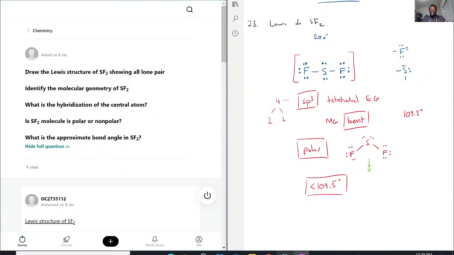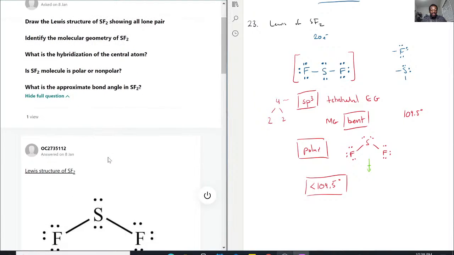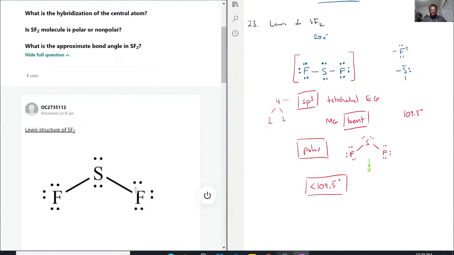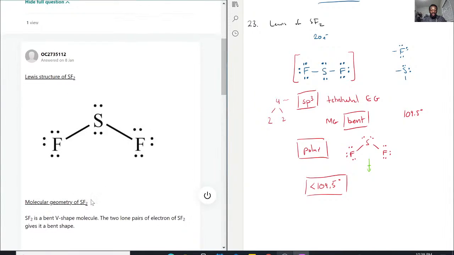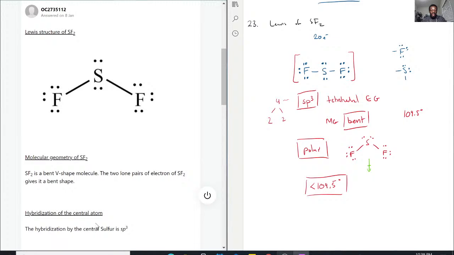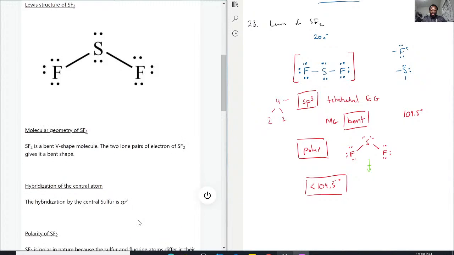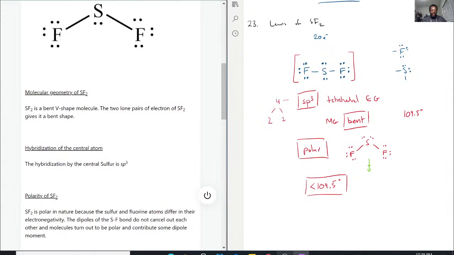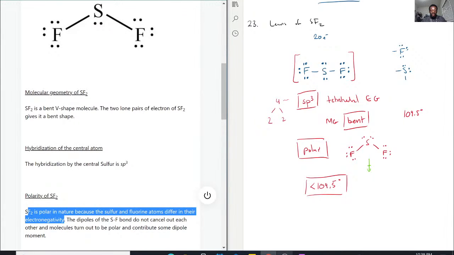Okay? So now let's review if we have answered every part of this question. We do have the Lewis structure. We have the molecular geometry, bent. It's sp3 hybridized for the sulfur because there are 4 groups. It is polar, and the approximate bond angle is less than 109.5. So there we go. They drew it as a bent form. So this is a good start. Molecular geometry is bent. Perfect. Hybridization is sp3. We are doing good so far. Polarity, it is polar in nature because sulfur and fluorine atoms differ in electronegativity.